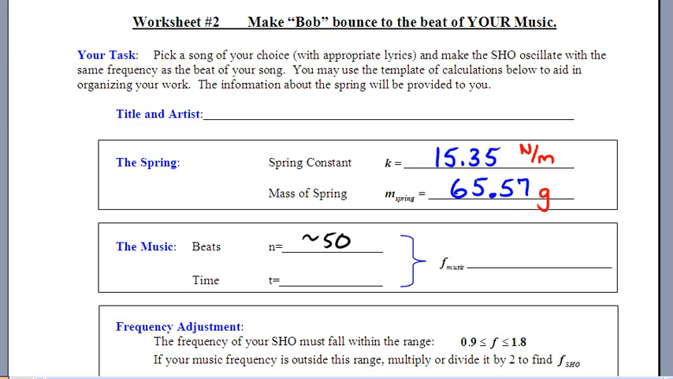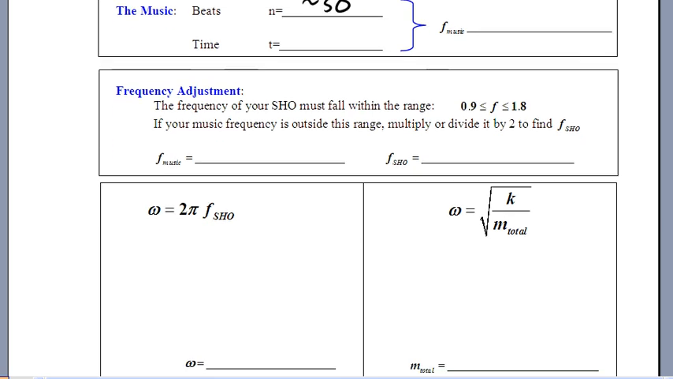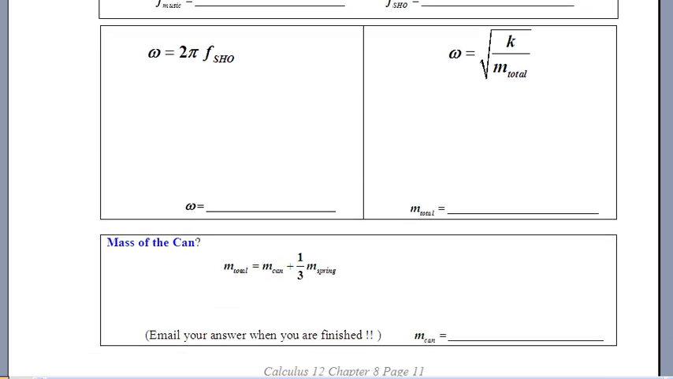The spring constant is the same one that I was using, 15.35 newtons per meter, and the mass of the spring is 65.57 grams. I would suggest you do at least 50 beats. 50 or 60 is probably a good plan. And if your frequency is a little bit too low or too high, if it's lower than 0.9, you can double it, or if it's higher than 1.8, you can cut it in half, and it'll still look quite natural as it bounces to the beat of your music.